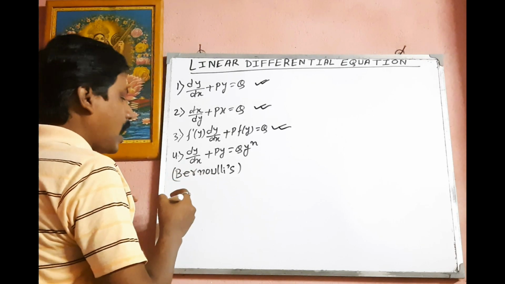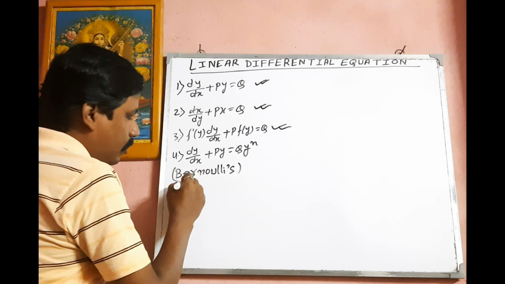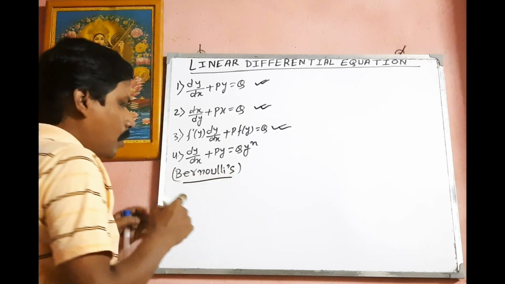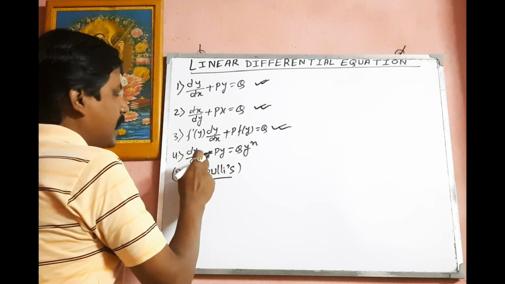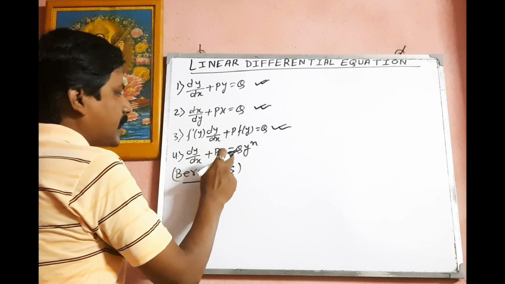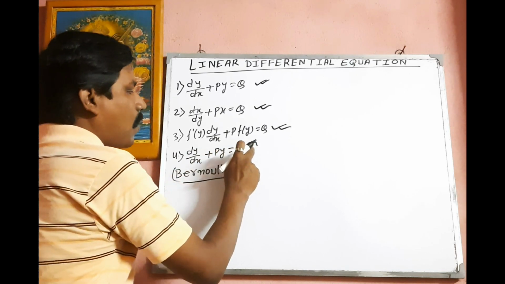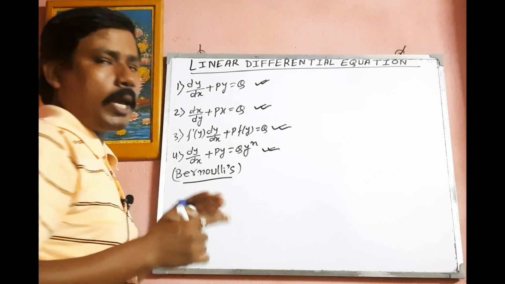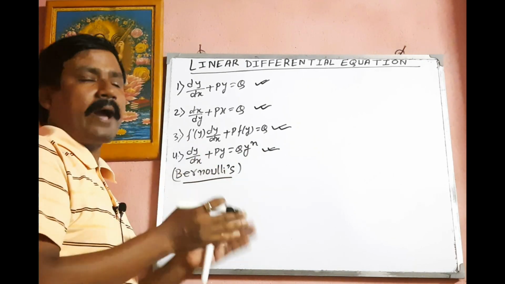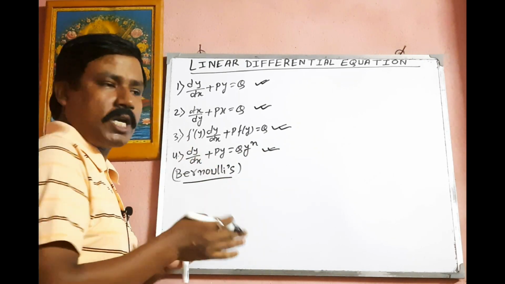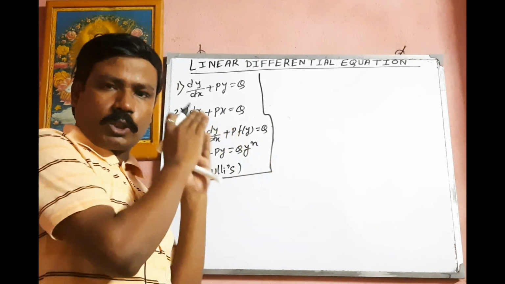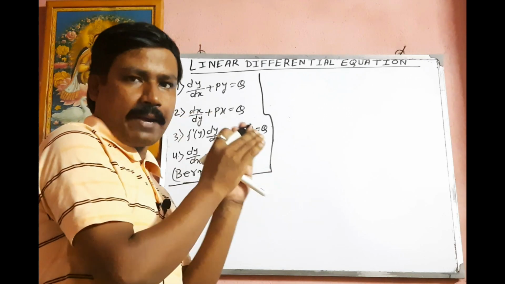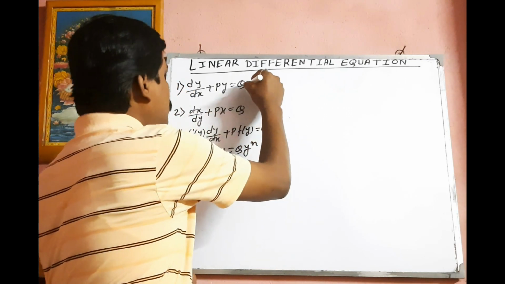And now the fourth type. The fourth type equation has a unique name, Bernoulli's equation, and the equation is dy/dx + P(y) = Q yⁿ. So today we are discussing these four types of linear differential equations and their solutions, one by one, with their examples. Okay, move to the first part.